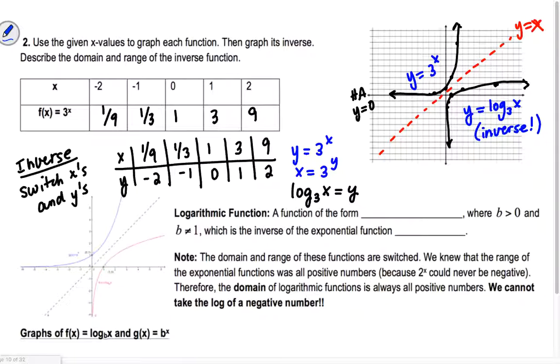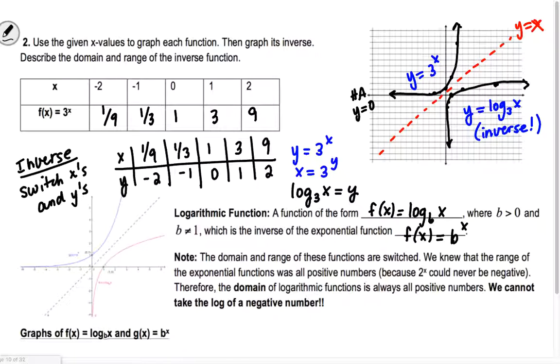So a logarithmic function is the inverse of those exponential functions. A function of the form f of x equals log base b of x ends up being the inverse of f of x equals b to the x. That's kind of confusing for students because they think it's supposed to be b to the x equals y, but remember we switch our x's and y's, so we've done the switching.